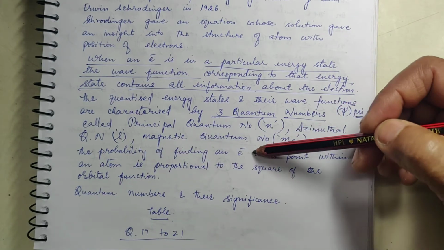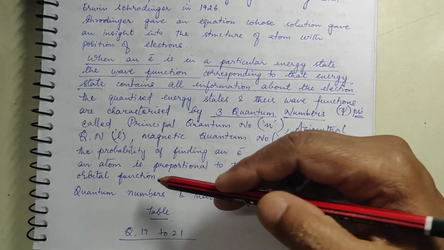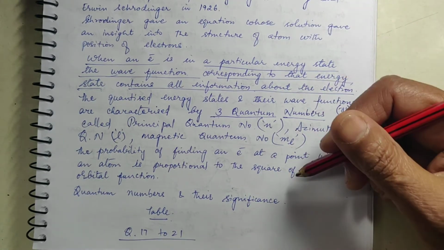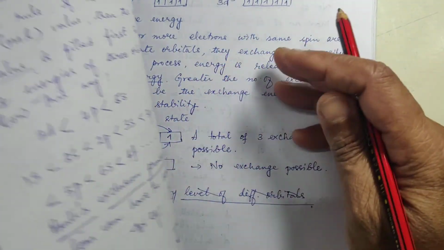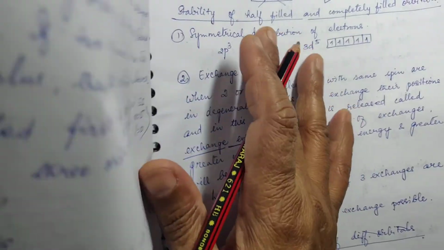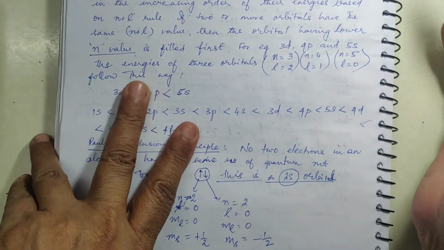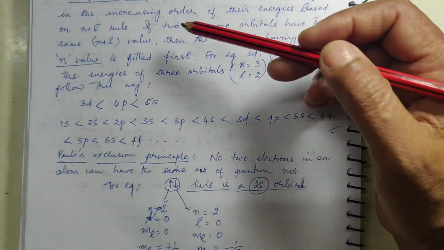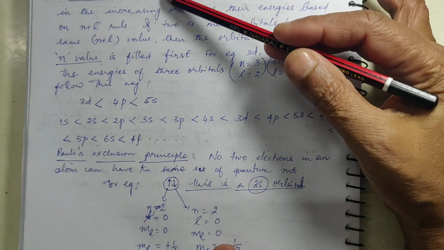Now the probability of finding an electron at a point within an atom is proportional to the square of the orbital function. Anyway, this much is not required for you. You just have to know what is quantum number and what is their significance. Based on that, you have certain rules and regulations to write the electronic configuration. Since it is revision, I am not going into the details of everything. I am going to just start with what is Aufbau principle, then what is Pauli's exclusion principle, and things like that. Now, what is Aufbau principle?